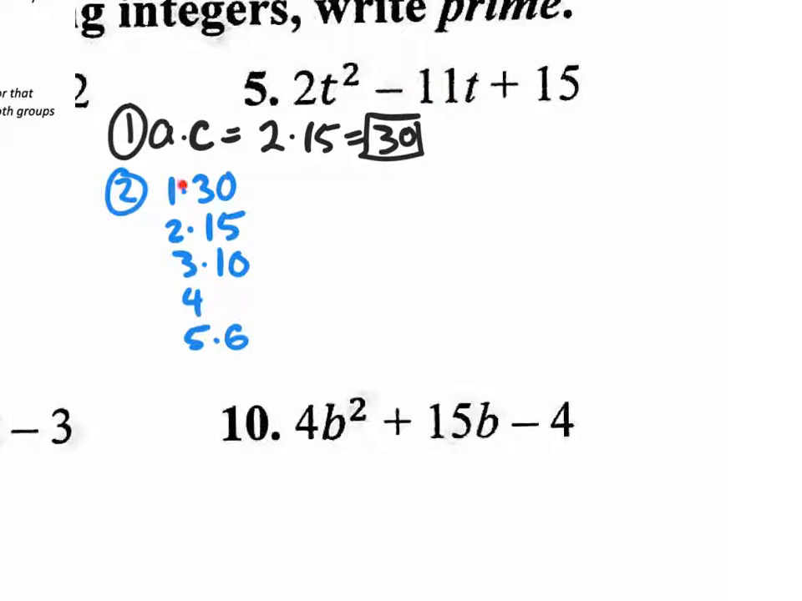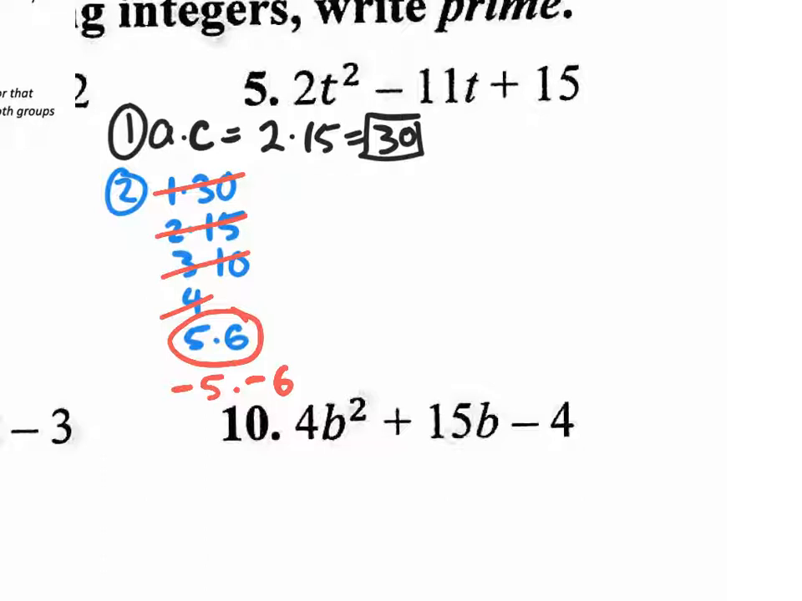So if I combine 1 and 30, I get 31, not negative 11. So that didn't work. 2 and 15, if you combine that, it's 17, not negative 11. 3 and 10 is 13, not negative 11. 4 didn't work. 5 and 6 is 11, but you want it to be a negative 11, not a positive 11. So you're going to change the signs. It's going to be a negative 5 times a negative 6. So that is the correct pair of numbers that we want for step 2.